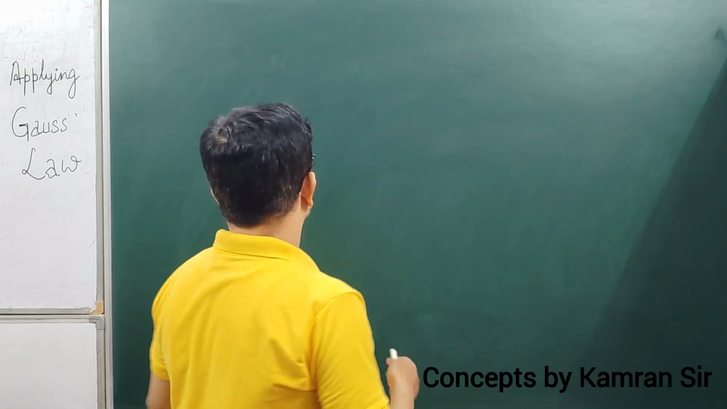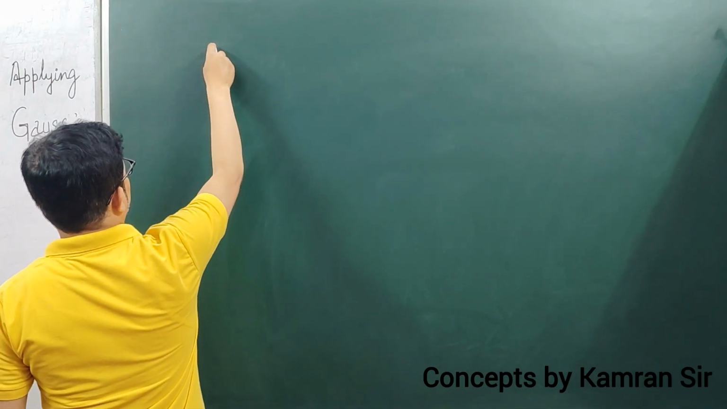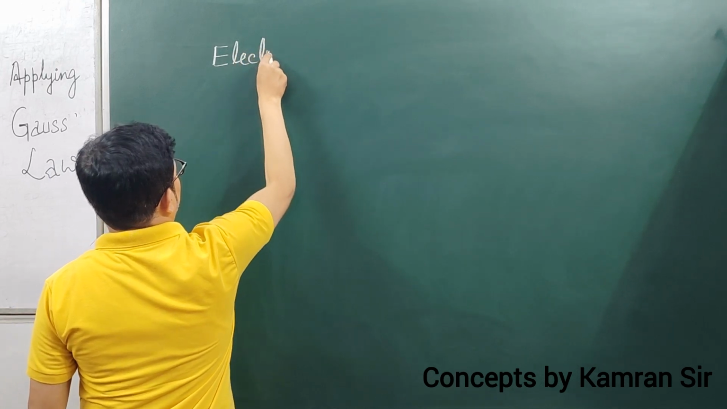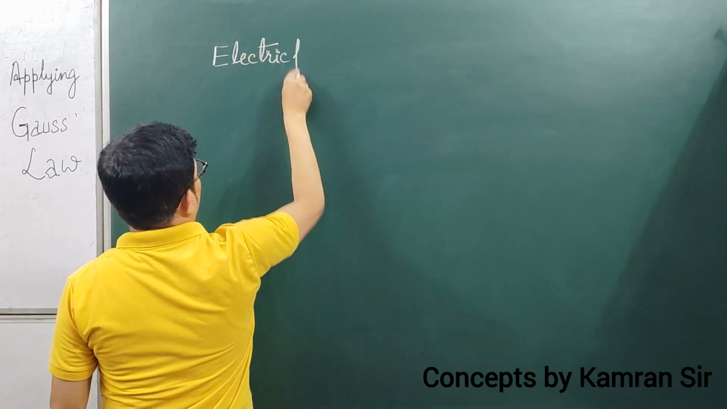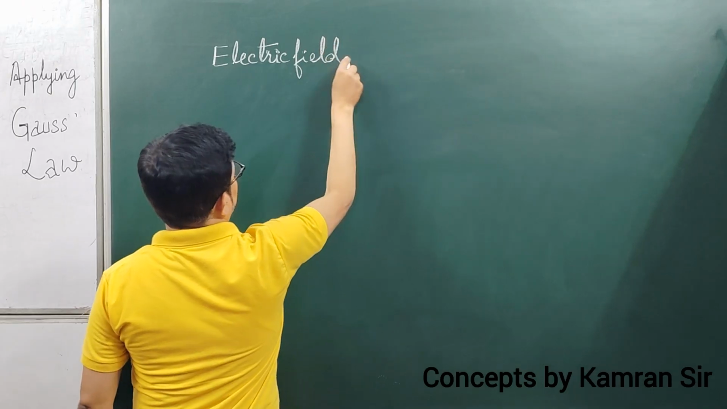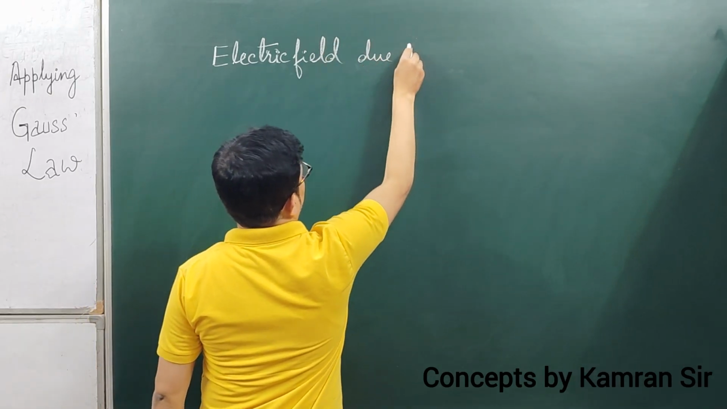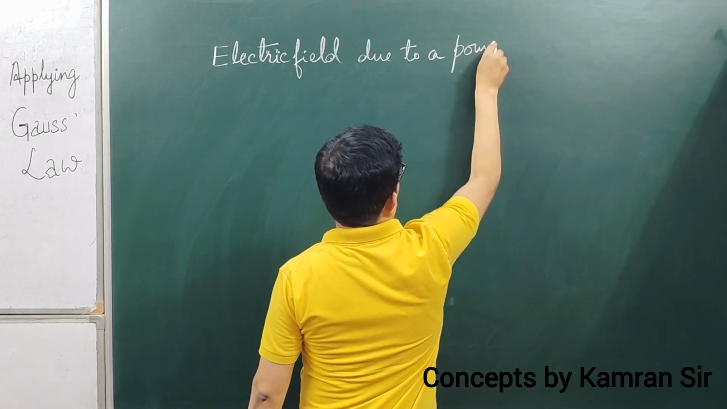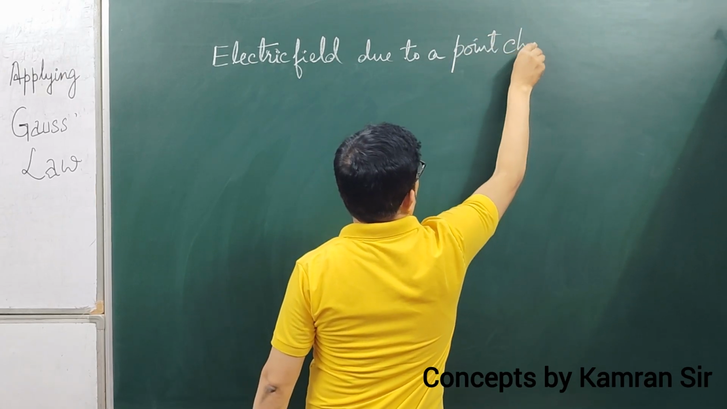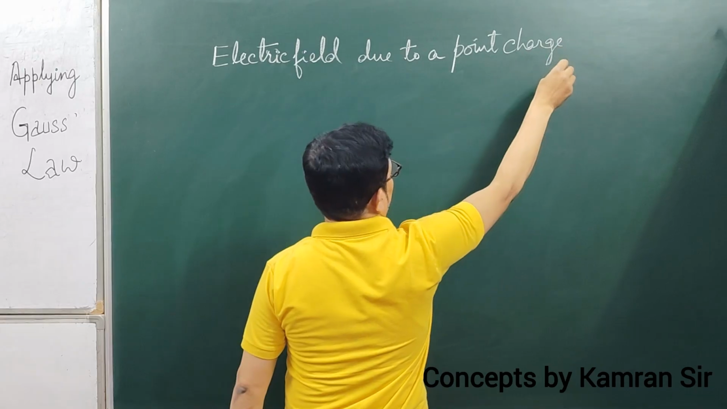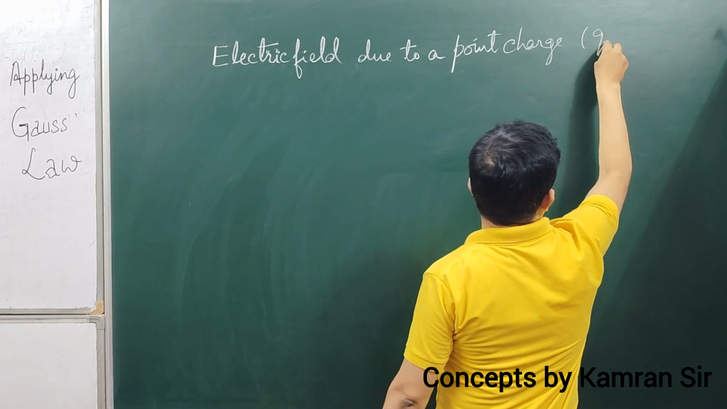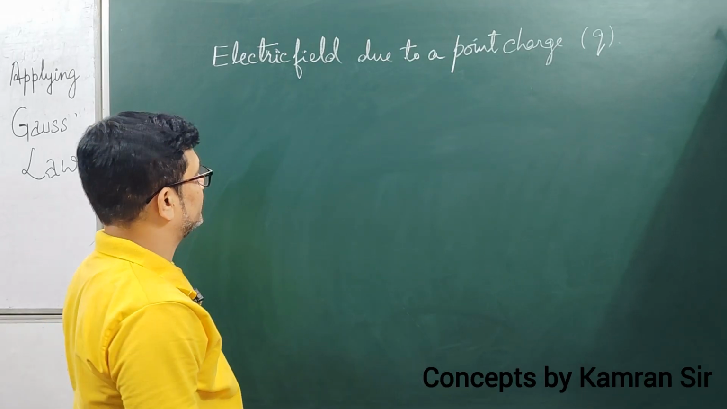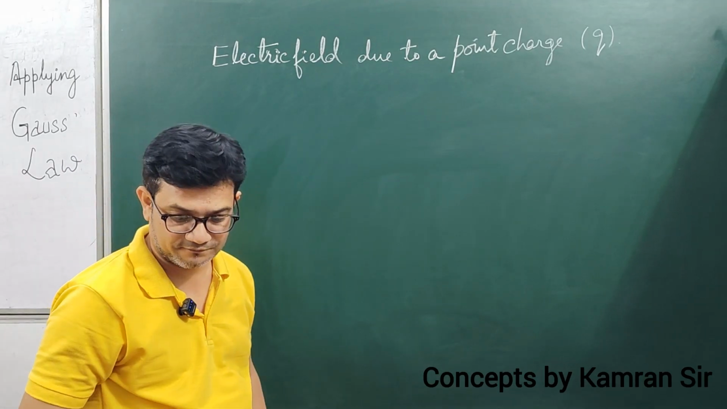The first problem that we can take is, can we calculate using Gauss's law what would be the electric field due to a point charge? And we'll have this point charge as, suppose, Q. So Q is the given charge. Because of this, what's going to be the electric field?